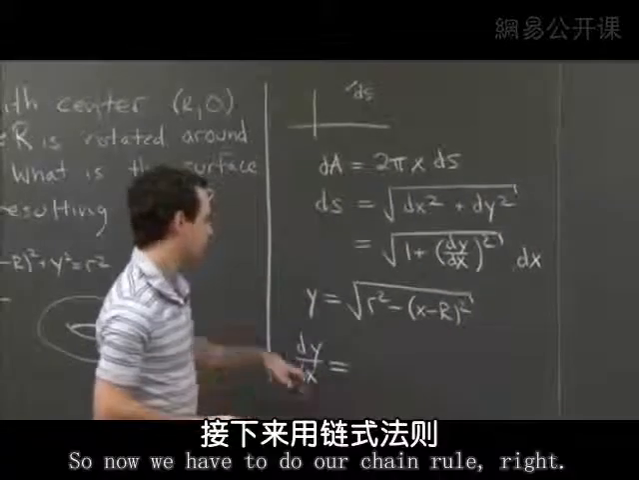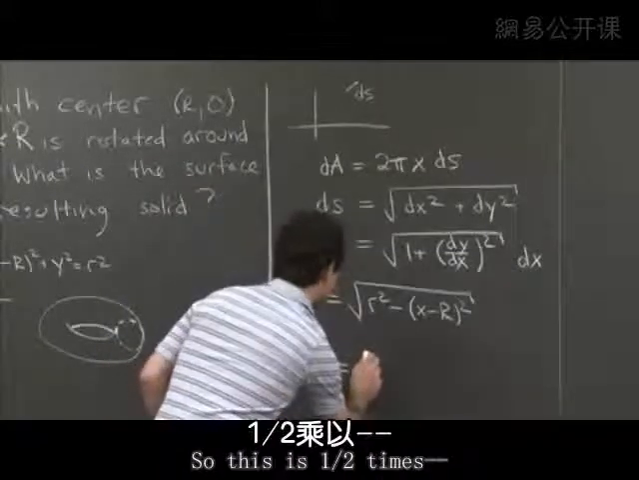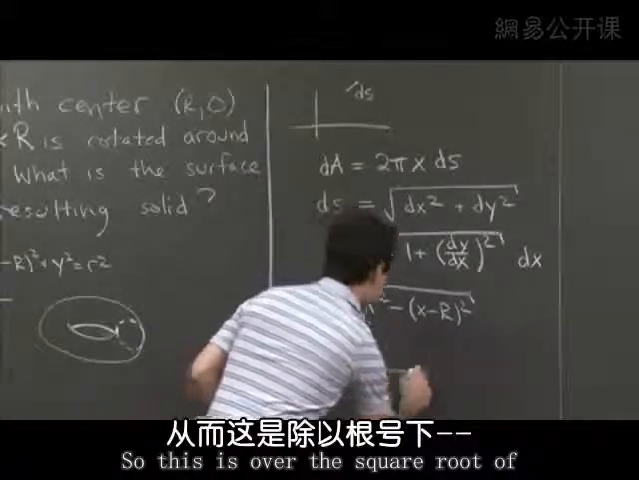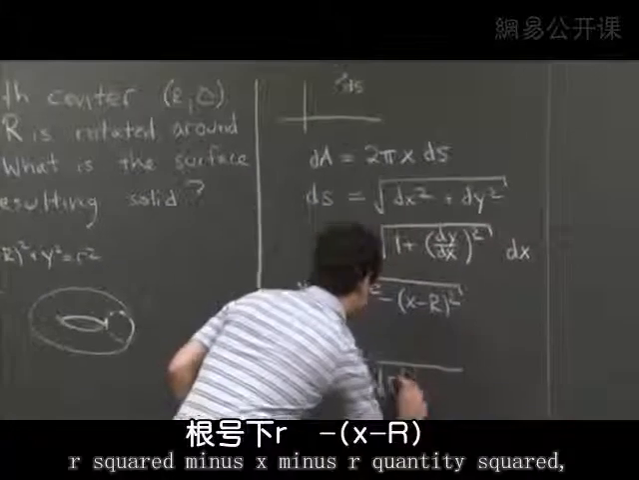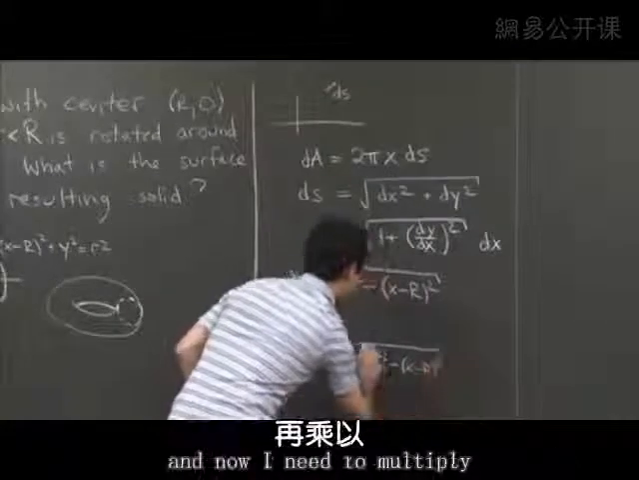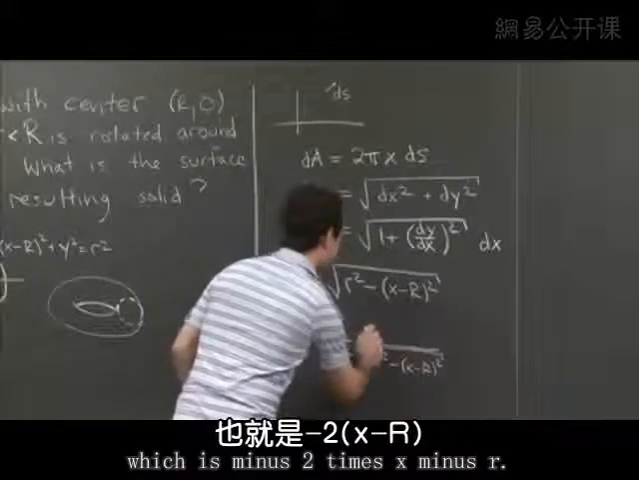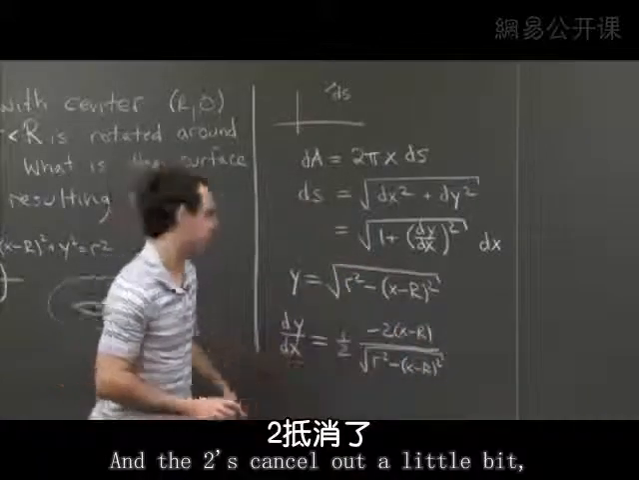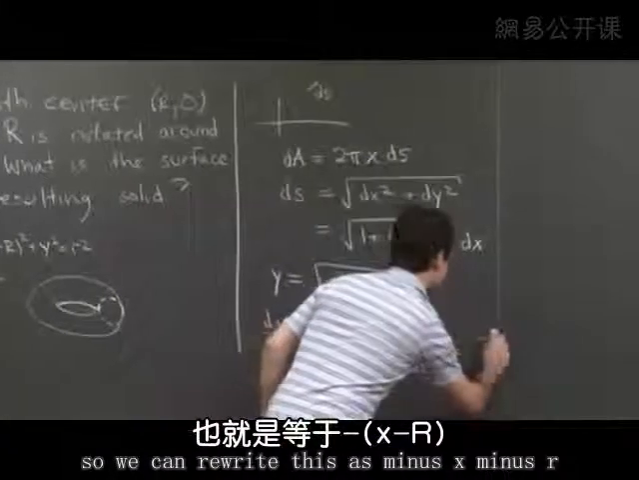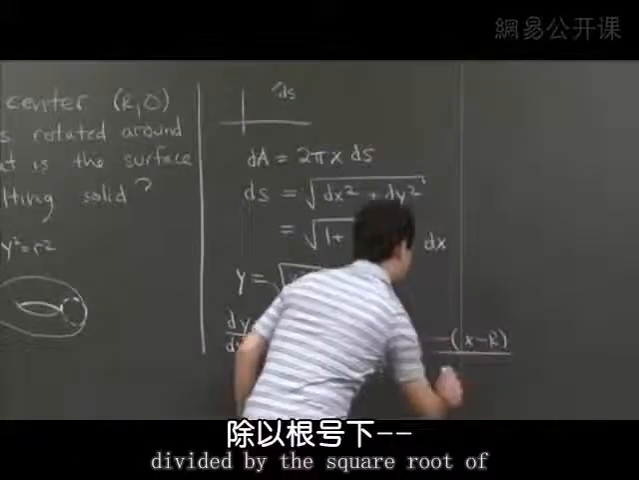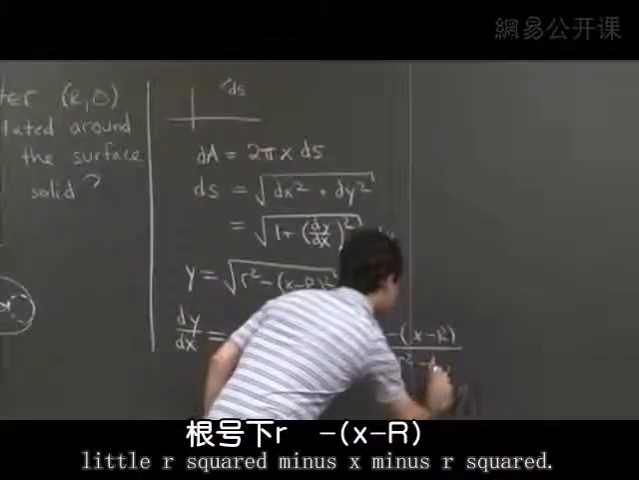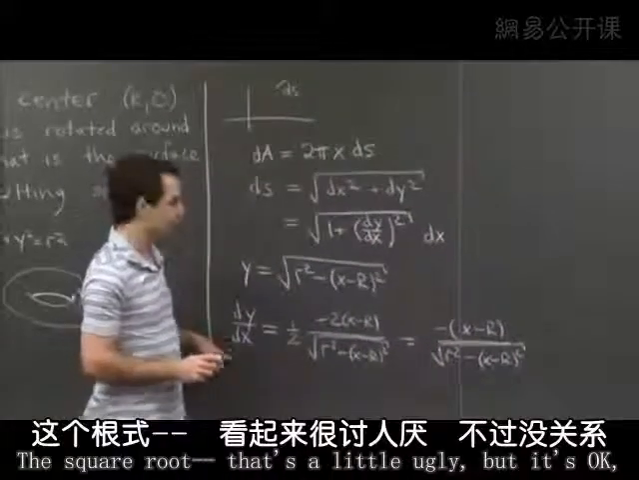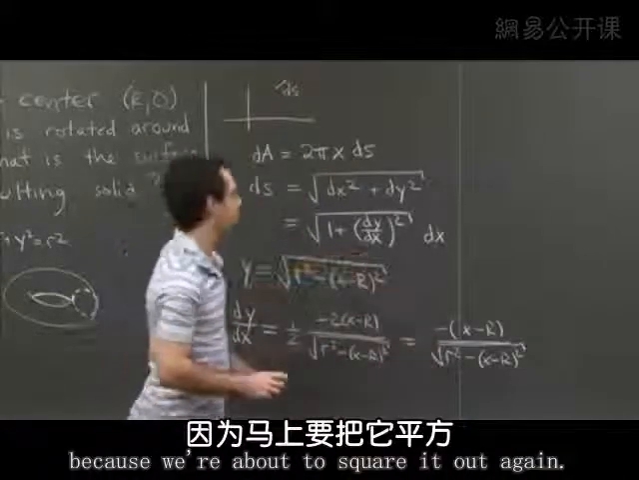All right, so now we have to do our chain rule, right? We've got a 1/2 power, so this is 1/2 times the inside to the minus 1/2, so this is over the square root of r squared minus x minus R quantity squared. And now I need to multiply by the derivative of the inside, which is minus 2 times x minus R. The 2's cancel out, so we can rewrite this as minus x minus R divided by the square root of little r squared minus x minus R squared. OK, so that's dy dx. The square root is a little ugly, but it's OK because we're about to square it out again. So we've got dy dx.